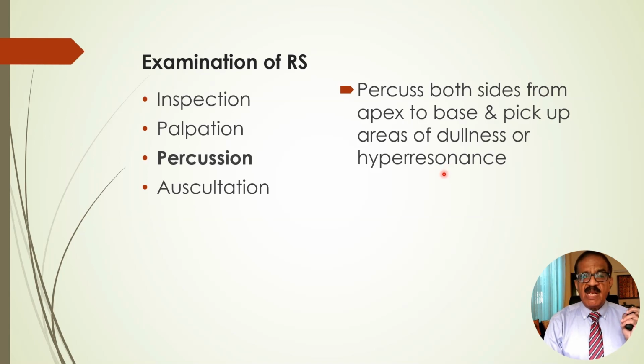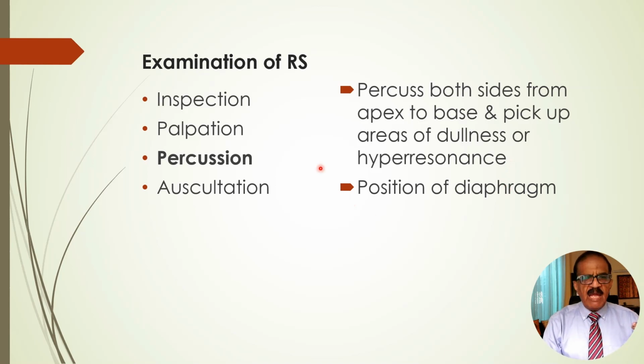Now, just to give you an example, if there is pleural effusion, that means in that part there is no air, and that will produce a dull percussion note. Now, if there is a pneumothorax, instead of having air in the lung, it is free air. That would create a hyperresonant or tympanic tone. So this is how we differentiate.